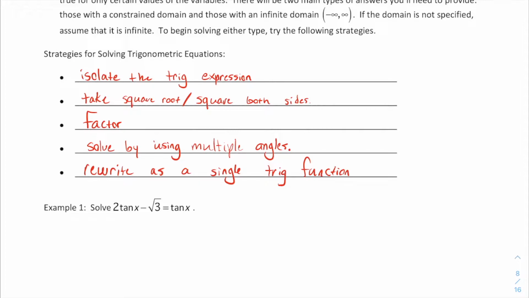That means, on this next one here, see if we can get to where we write tangent once. Sometimes you might need to take the square root or square both sides. We'll see some where you have to factor out something and then set your factors equal to 0. Some problems towards the end of the notes we're going to solve with multiple angles, and sometimes you can use your identities to simplify and rewrite something as a single trig function. So I think we see a little bit of everything here. So let's go ahead and start here.